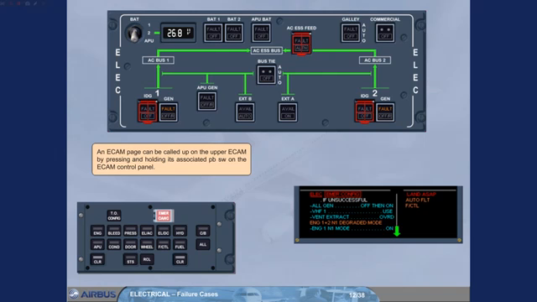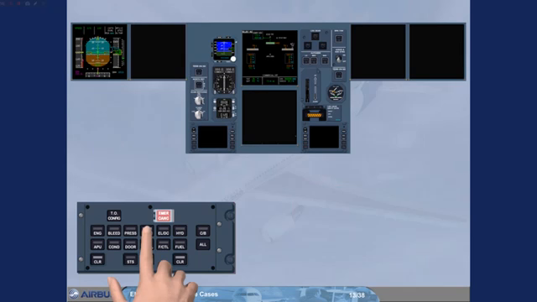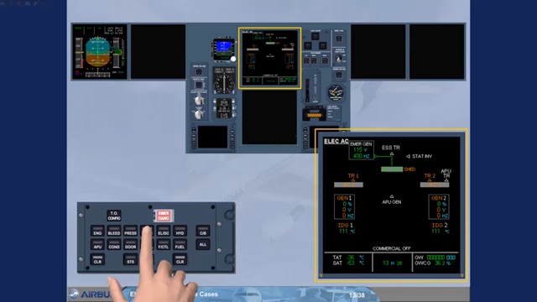An ECAM page can be called up on the upper ECAM by pressing and holding its associated push-button switch on the ECAM control panel. The page is displayed on the upper ECAM as long as the associated key is maintained pressed. Notice that the EMER-GEN box and its parameters have appeared.